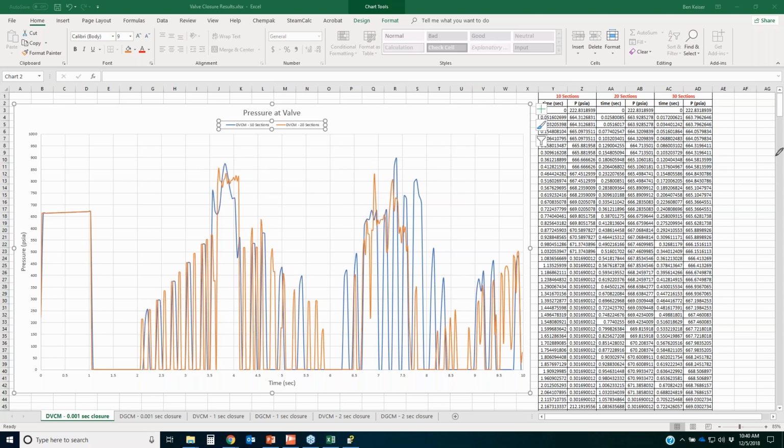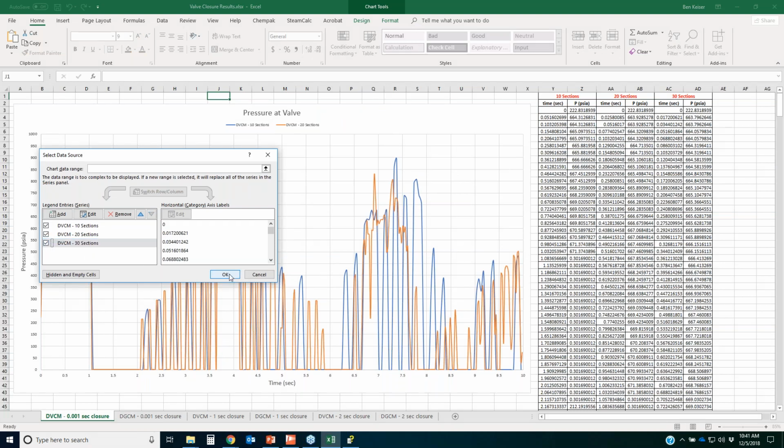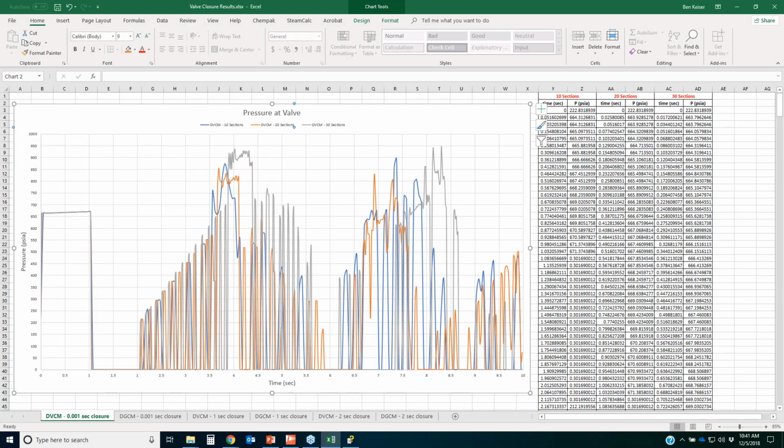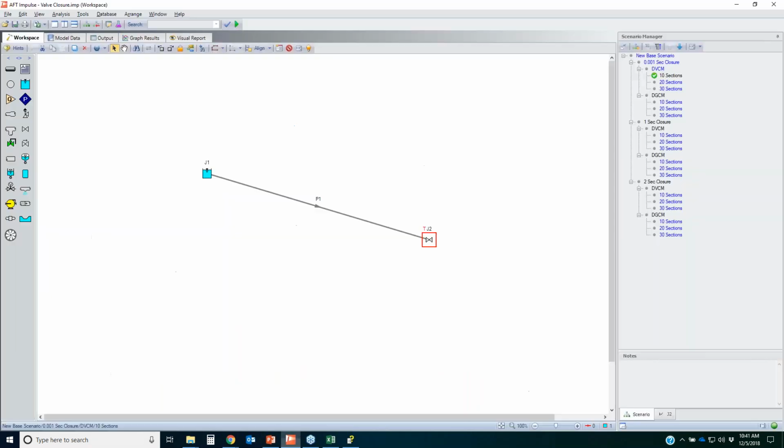So then if I go on and I add my 30 sections in here, you can see very similar trends, but with 30 sections, look, I'm actually getting to even higher pressure spikes, even closer to 900 psia. So which is right, 900 or 700 or 850? Well, this is where you can use a different cavitation model to compare.